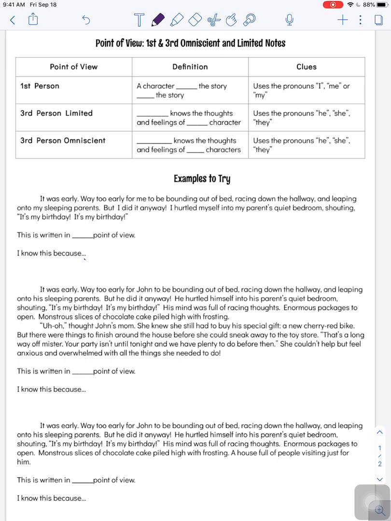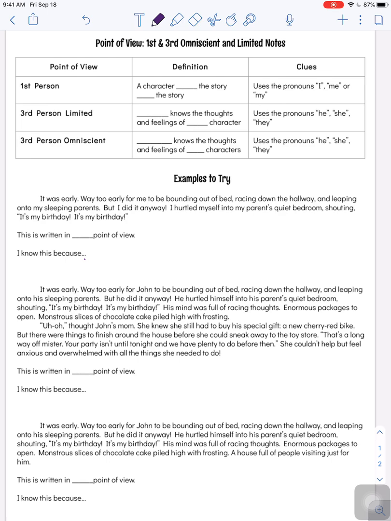So today we are going to go over point of view, and the point of view of a story is the perspective from which a story is told. It tells us who is telling the story. So we are going to go over first person, third person limited, and third person omniscient. All of these are different types of point of view.